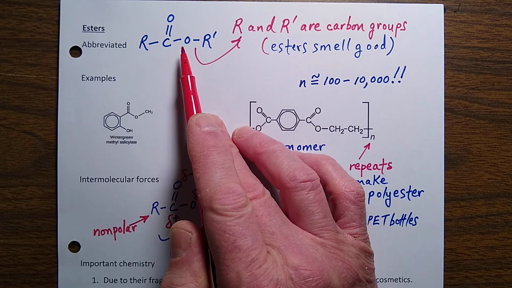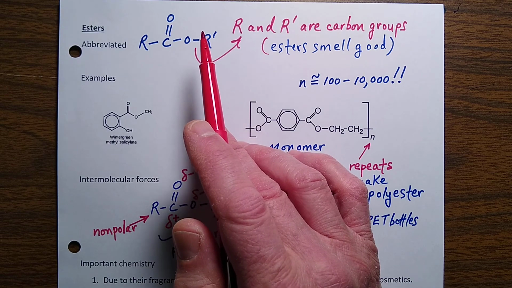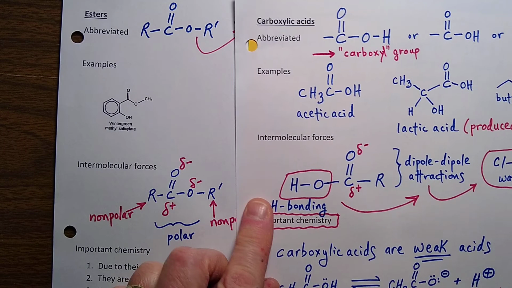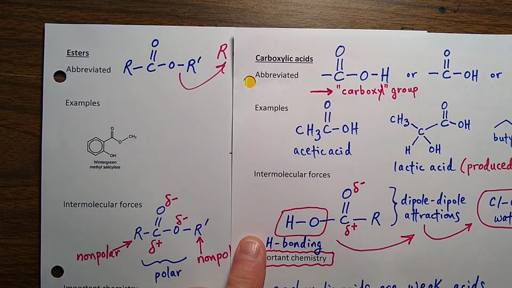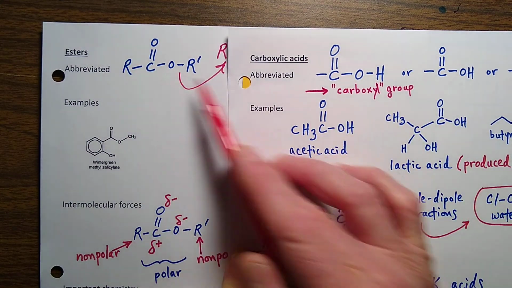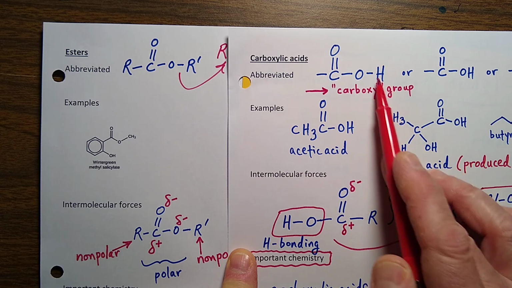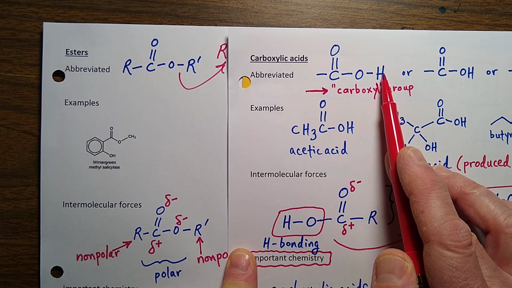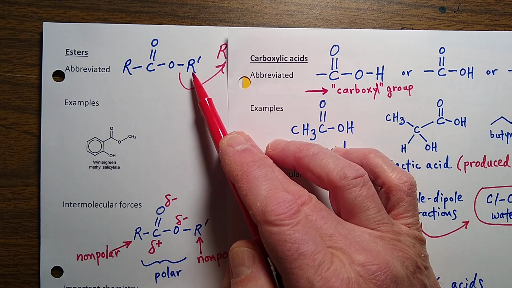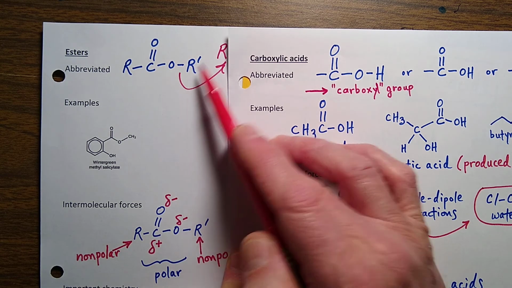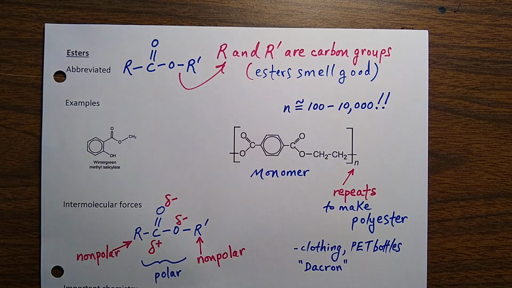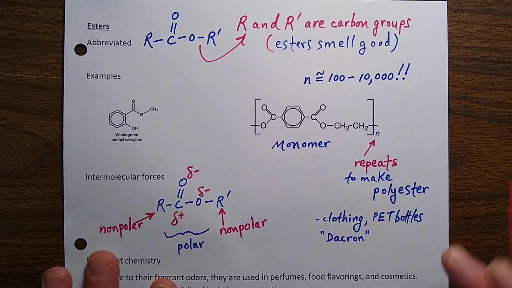They have this structure, so let's just go back a few. Notice that on a carboxylic acid, I had this as my general structure, and now I have this. So what's the difference? The only difference is that this hydrogen of the carboxylic acid has been substituted with a carbon group. It can be a different carbon group from what's attached on this side, or it can be the same. It doesn't matter. It's a carbon. So it's a derivative of a carboxylic acid.